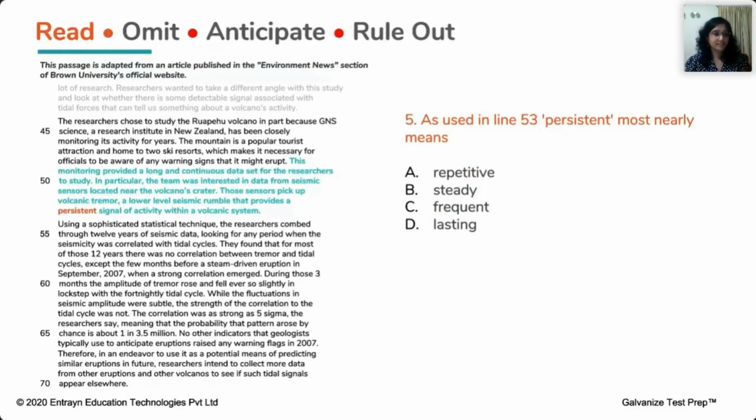So line 53, let's read what's happening there. Again, a little before it, so you get the context, right? This monitoring provided a long and continuous data set for the researchers to study. I've highlighted this portion here so you can see where I'm reading. In particular, the team was interested in data from seismic sensors located near the volcano's crater. Those sensors pick up volcanic tremor, a low-level seismic rumble that provides a persistent signal of activity within a volcanic system.